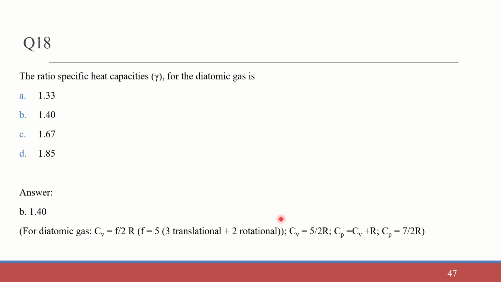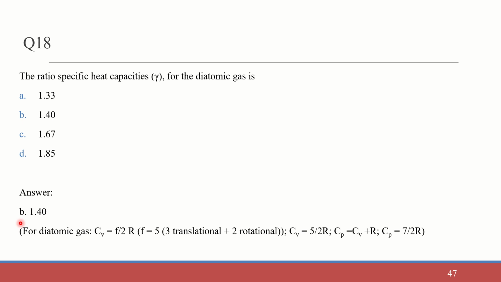So that is option B, 1.4 is the right answer. Cp is 7 by 2 R and Cv is 5 by 2 R. So Cp by Cv is equal to 7 by 2 R divided by 5 by 2 R. So it is 7 by 5, which is 1.4. So the answer is 1.4. I hope it is clear.